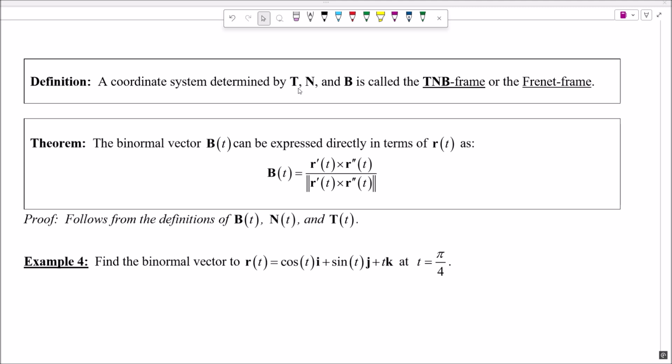We have T, our unit tangent vector, N, the unit normal, and B, the binormal vector. And when we put these together, you might recall something. First off, the tangent vector and the normal vector were always at a right angle to each other. But the binormal vector was also going to exist perpendicular to the two other vectors because it was created as a cross product.